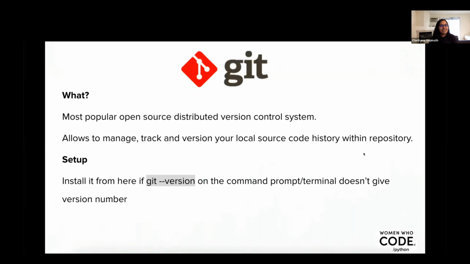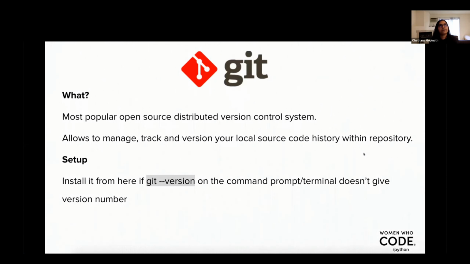Okay, so what is Git? Git is the most popular open source distributed version control system. A lot of words there, but let's talk about the last four: distributed version control system. What is a version control system? First of all, it helps you version your source code.